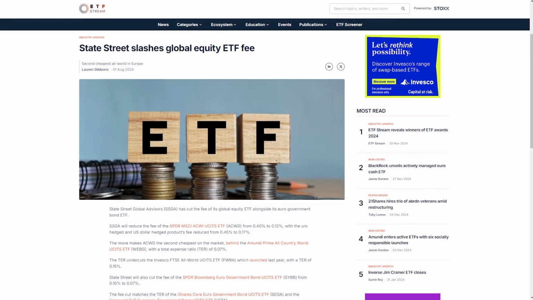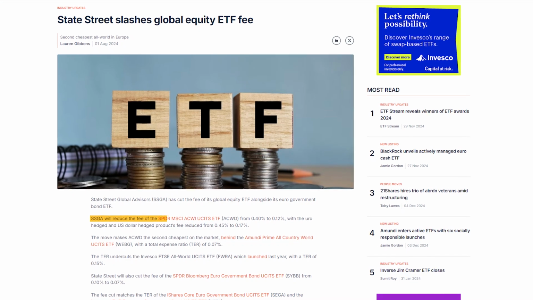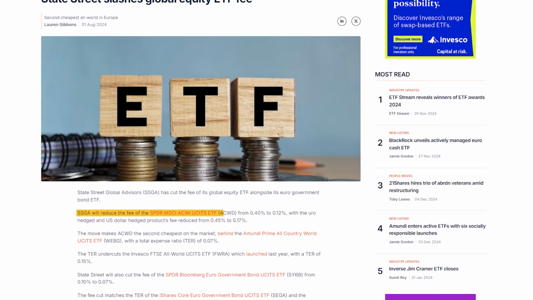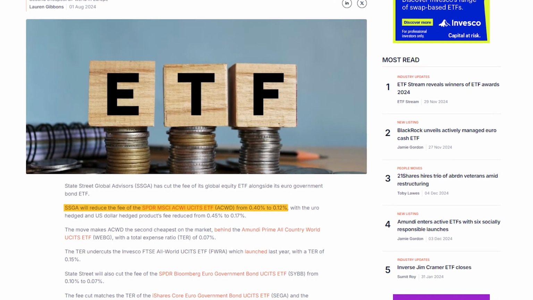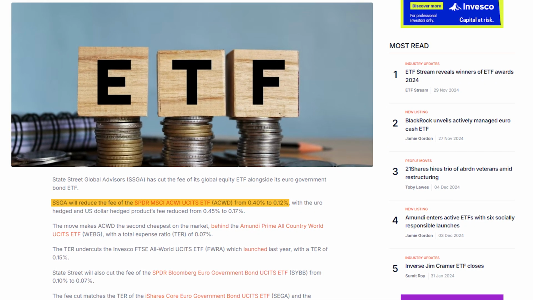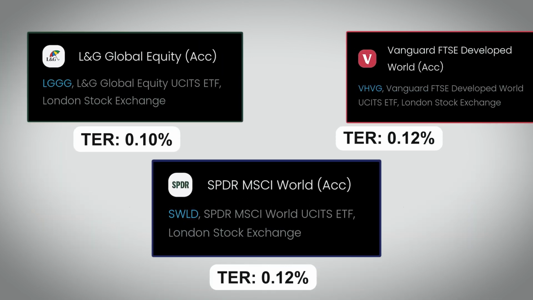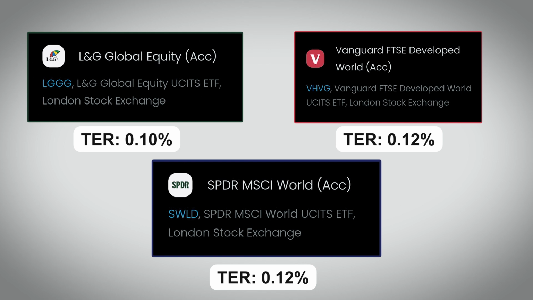The reason why you may not have heard anyone talking about the SPDR global ETF before is that they actually cut the fees only recently in August this year. Before that, the TER was actually 0.4%, so it has gone from being one of the most expensive passive global funds to actually now being the cheapest. I do believe that it will gain traction as more people become aware of it. After this, the developed markets ETFs with the lowest TERs are probably LGGG, SWLD, and VHVG. Whilst they are similar, these all track different indexes, and this will need to be taken into account, alongside other things, if deciding between them.